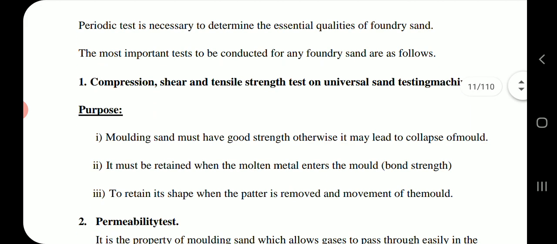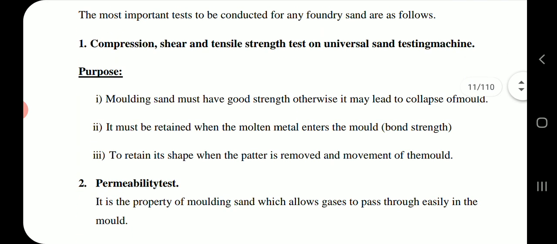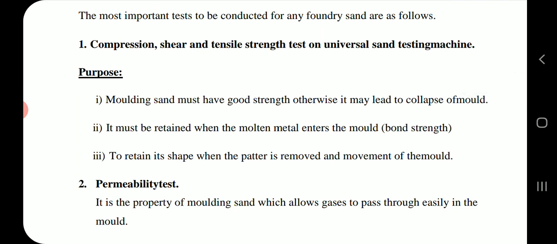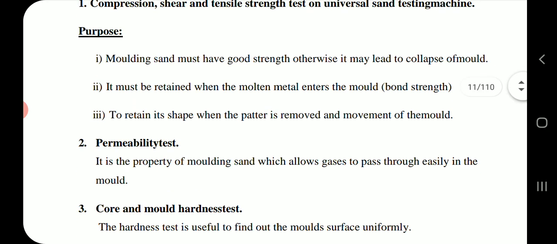Purpose: molding sand must have good strength, otherwise, it may lead to collapse of mold. It must be retained when the molten metal enters the mold. Bond strength to retain its shape when the pattern is removed and movement of the mold. Permeability test. It is the property of molding sand which allows gases to pass through easily in the mold.